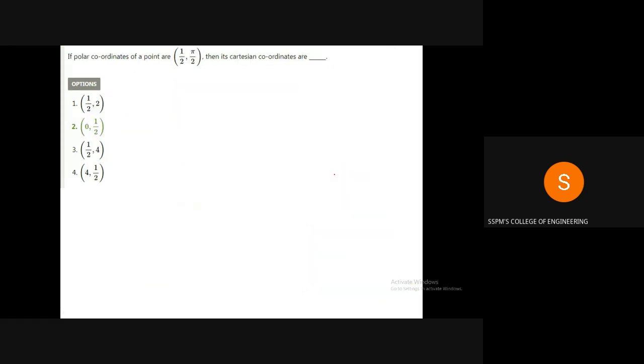Next question is, here we are given polar coordinates. In the previous examples we were given Cartesian coordinates and we had to find polar coordinates. But in this example we are given polar coordinates already, so we have to find Cartesian coordinates. How can we find them? What is given here? r comma theta is given. So r comma theta is equal to half comma pi by 2.